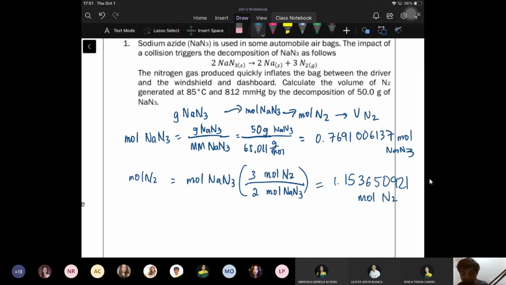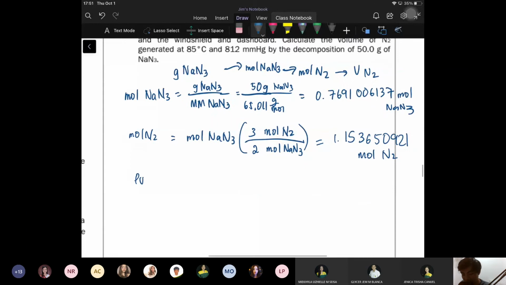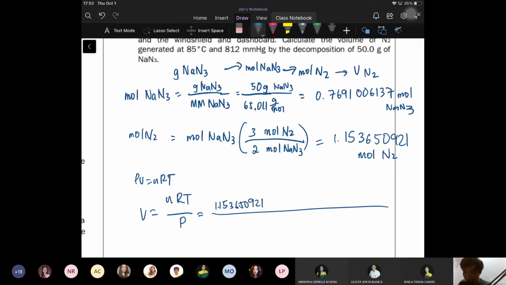Now what I need is the volume, so from moles of N2, I need volume. I can do that using PV = nRT. Recall PV equals nRT. You have the moles, and you're going to look for the volume. So the volume equals nRT over P. Okay, let me copy the moles of nitrogen gas, 1.36509 moles. The gas constant is 0.08206 liter atmosphere per mole Kelvin.